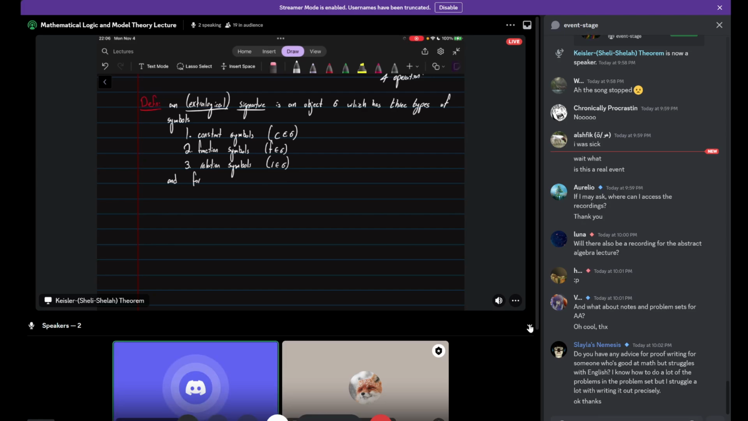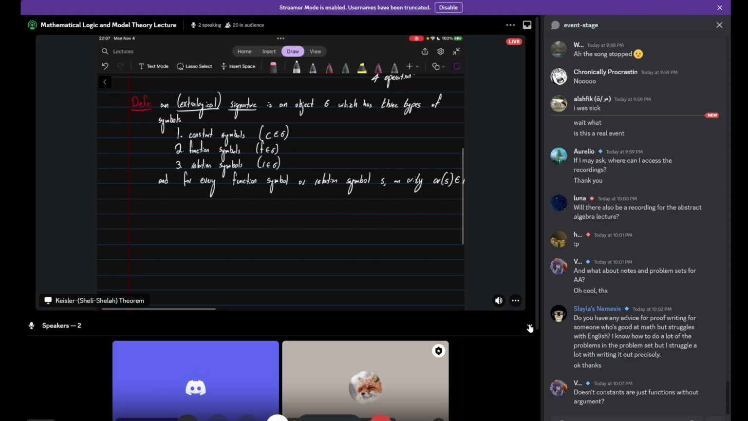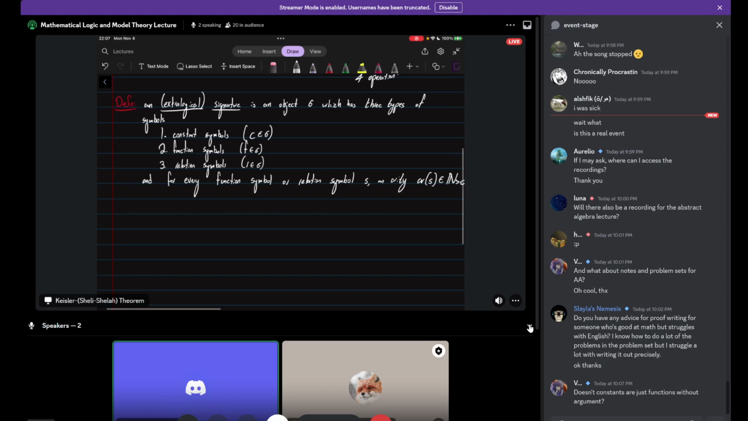For every function symbol or relation symbol S, an arity, which we'll denote ar(S), which is in the natural numbers greater than 0. Yes, a constant can be thought of as a function without an argument, though I'm going to consider it as its own independent thing for now. When we get to proofs later on, we're just going to ignore the arguments for constants because they're subsumed by the arguments for functions.